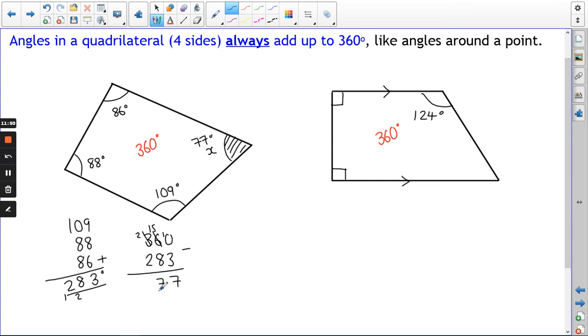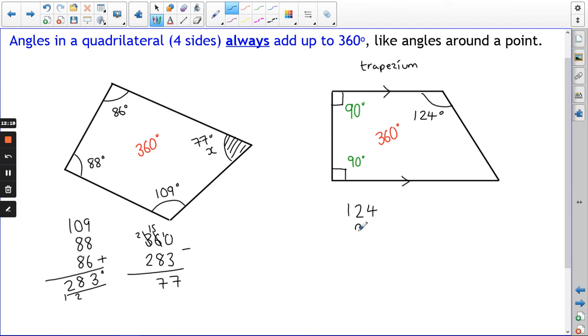Now on the right hand side, this one does have a special name. That's actually a trapezium, and you can tell it's a trapezium because the top and the bottom are parallel. It looks like we've only got one angle, but that's not true because we've got a 90 in this corner and we've got a 90 in that corner. So it's pretty much the same as the one we've just done: add up the angles that we've got and take them away from 360.